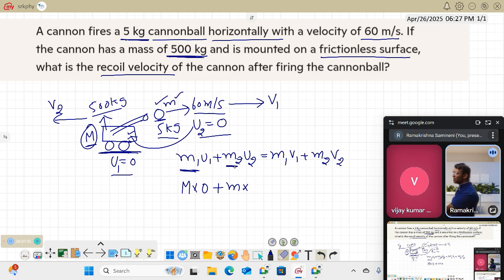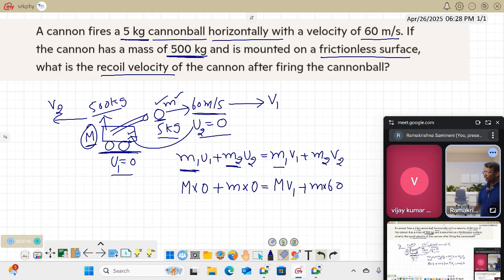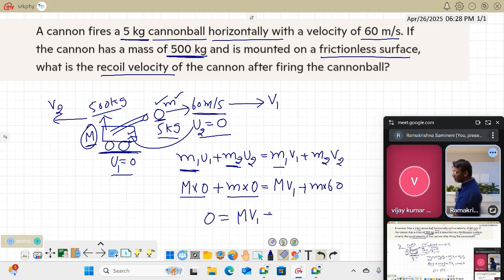So m2 is the cannonball, that is m. What is the initial velocity? You have taken it as 0, because both are at rest inside before firing. After firing, m1 is the mass capital M into velocity v1, which we need to find, and m2 is small m into velocity 60 after firing. Now substitute the values of mass. This value becomes 0, this value also becomes 0, no need to write. So 0 equals capital M v1 plus 60 m. Yes or no? Check it.